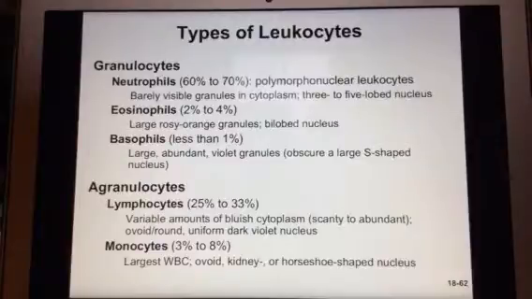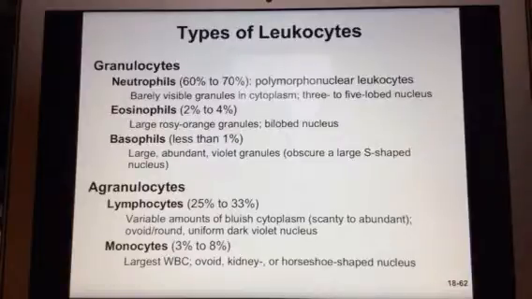The basophils are the last type of granulocytes, less than 1%. They have large granules. They almost take up the whole cell. We might not be able to see the nucleus. It is a large S-shaped nucleus, but those granules get so big and kind of take over that you might not be able to see the nucleus at all.